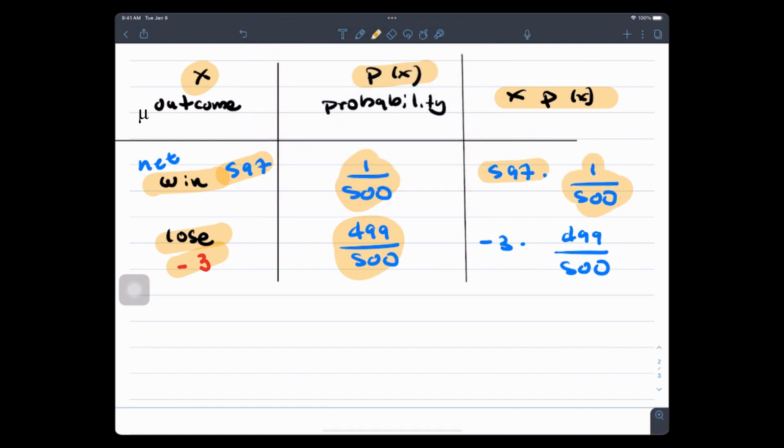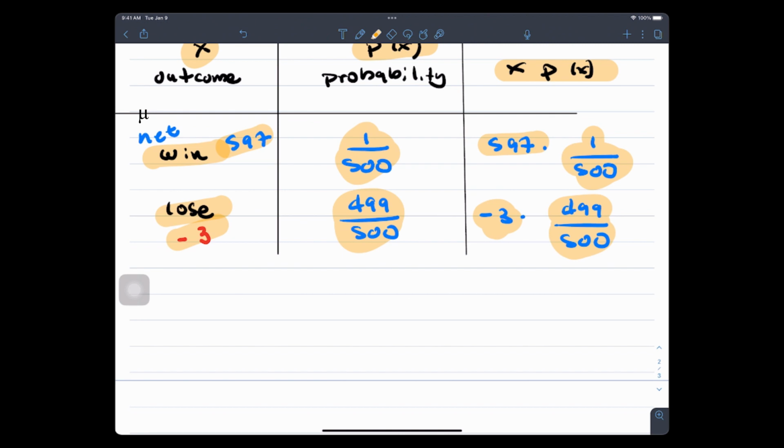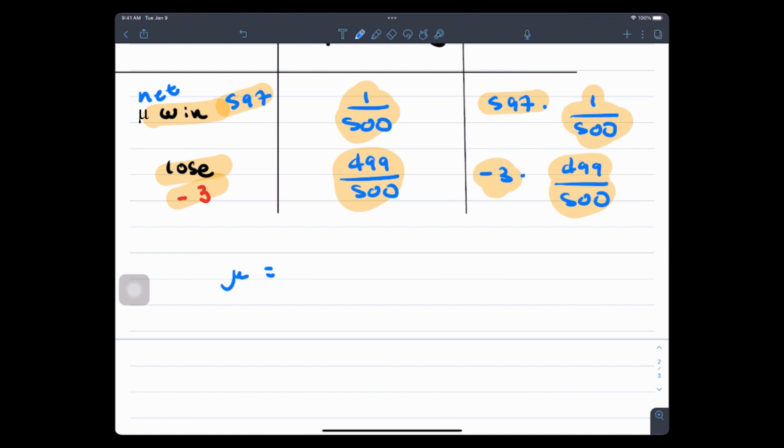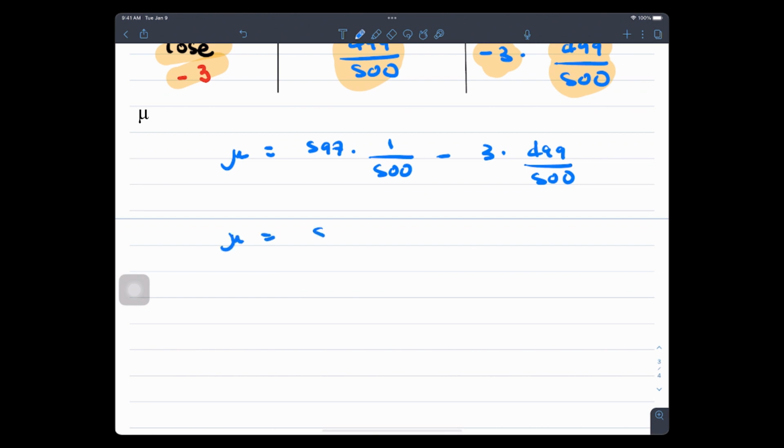This times this and this. Times this. Now, do you guys remember, and I'm going to put this here. Do you guys remember from arithmetic, if you take a whole number times a fraction, right? This is -3 times 499 over what? 500. What really happens here? Do you guys know? If we do a little bit of arithmetic, how do you guys do that? You guys remember? You multiply how? $597 times 1 is $597. That's over 500. And then what is this? This is minus what? It's 3 times 499 over what? 500.